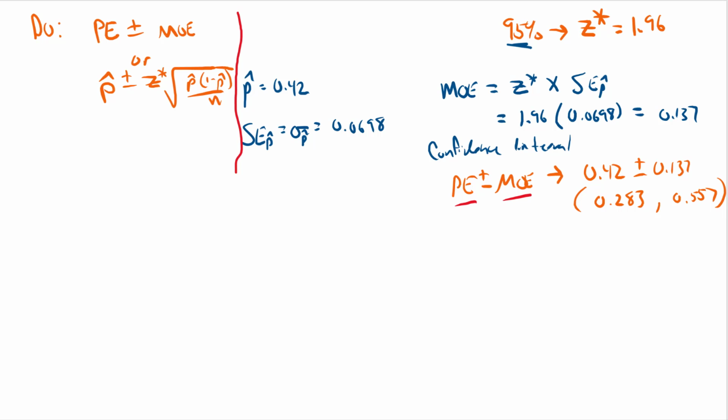Now, you don't need to show how you calculated your z star. A z star is understood to be 1.96 for 95% confidence, but you'll need to know that you use the inverse norm.